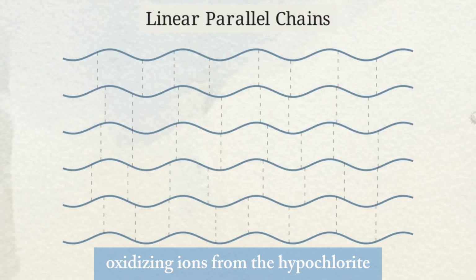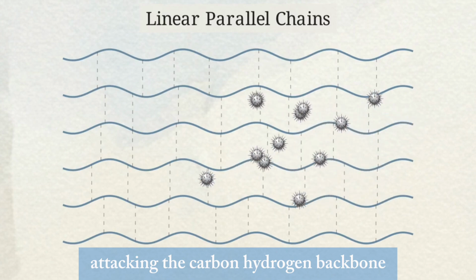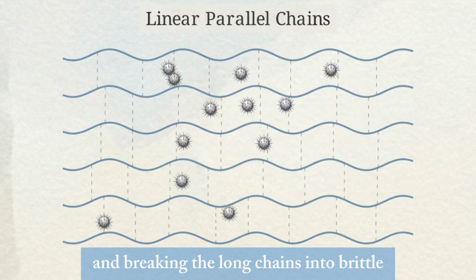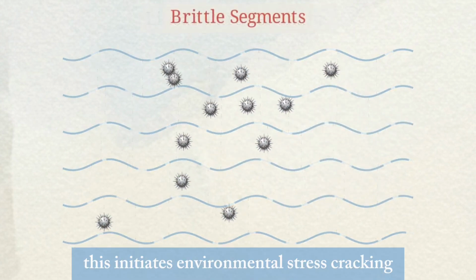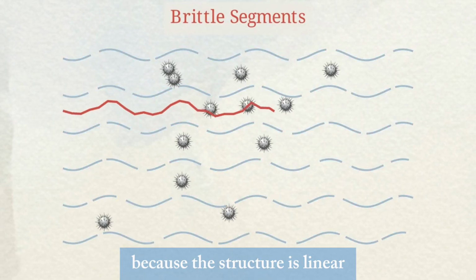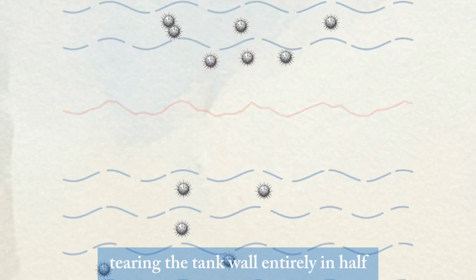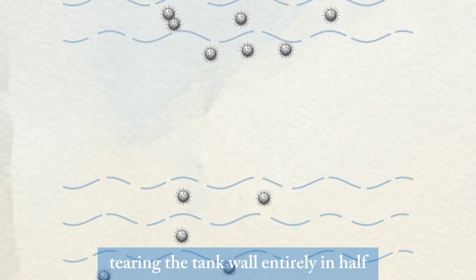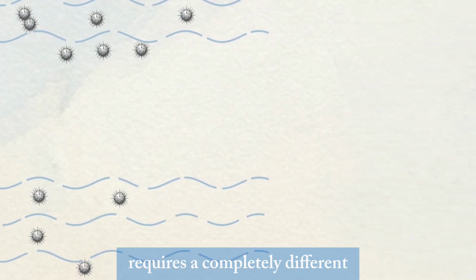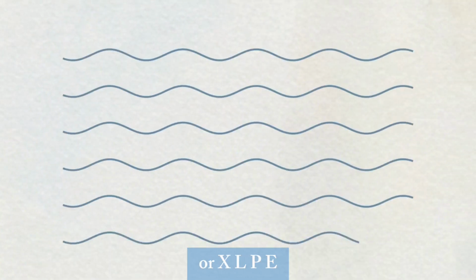Oxidizing ions from the hypochlorite penetrate the gaps in this matrix, attacking the carbon-hydrogen backbone and breaking the long chains into brittle, disconnected segments. This initiates environmental stress cracking. Because the structure is linear, a single microfracture rapidly unzips along the parallel lines, tearing the tank wall entirely in half. The engineering solution requires a completely different molecular architecture, cross-linked polyethylene, or XLPE.